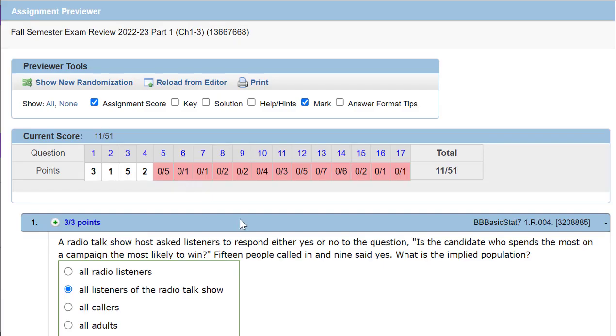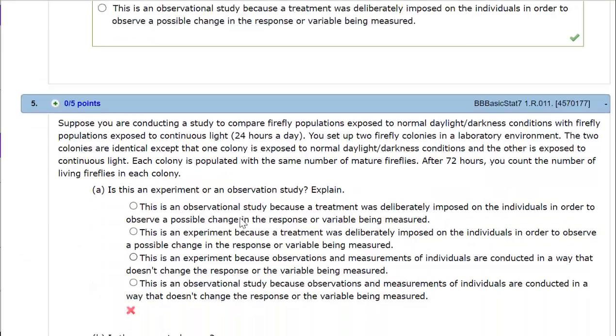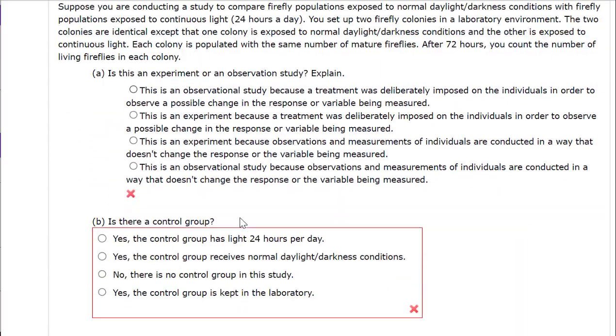Excuse me. Allergies been horrible this year. Okay, next one. So you can see those are all correct, as they should be.